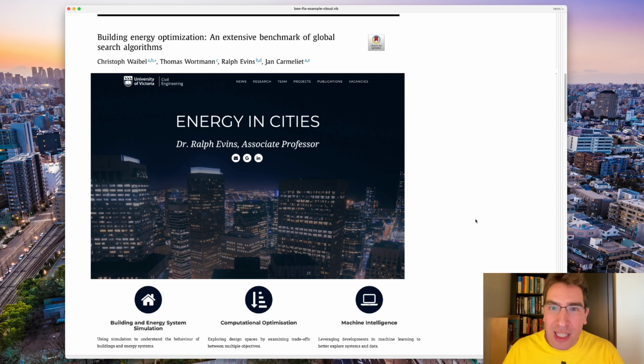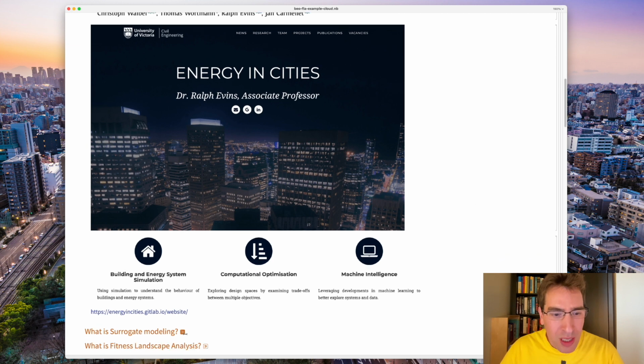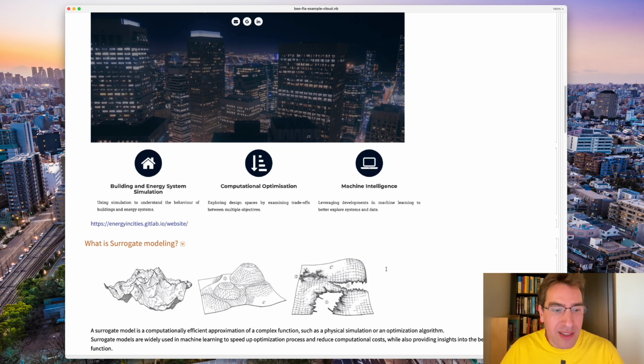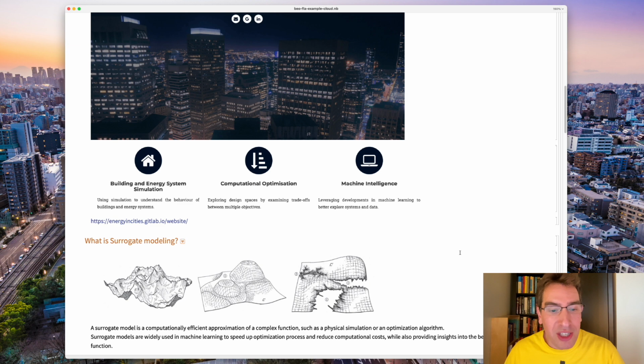We try to be experts at surrogate models, which is a way that we can simulate building simulation or energy system simulation with machine learning. A better definition is a surrogate model is a computationally efficient approximation of a complex function, such as a physical simulation or an optimization algorithm.